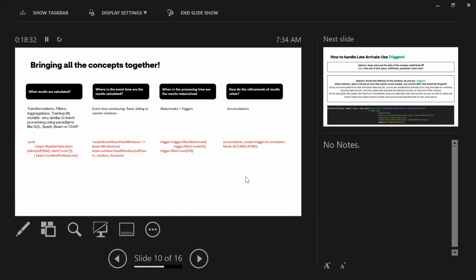And how do the refinements of results accumulate? Okay, I got 5 game scores for a particular player in this event time, in this window, and trigger is asking me to push those results somewhere. Do I accumulate all those 5 or do I take the max or do I take the latest? What do I do? So these are all the concepts.